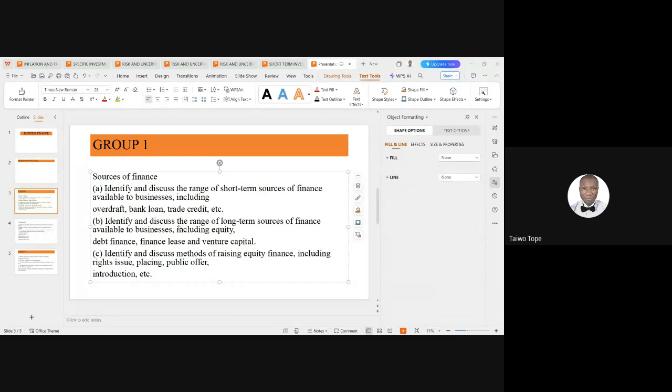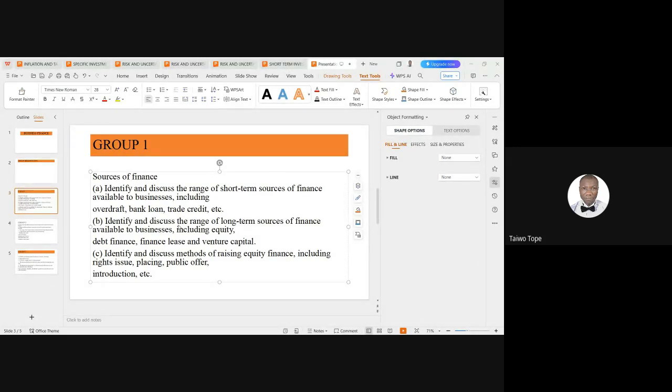So we have quite a number of sources of short-term finance. Yes, we have things like trade credits, bank credits, that is overdraft. You can have things like commercial papers, bank acceptances, bills discounting, invoice discounting. You can have other personal savings, loans from friends and relations. These are short-term sources of finance. And also, in some literature, you can have things like short-term, medium-term, and long-term. Yes, but our syllabus has restricted us to issues of short-term and long-term.